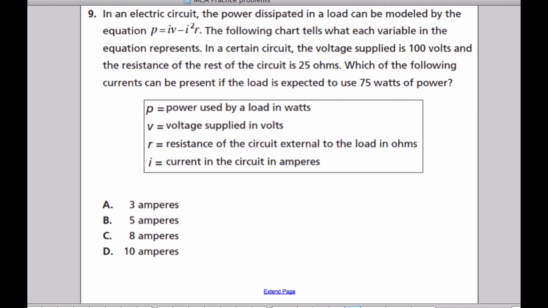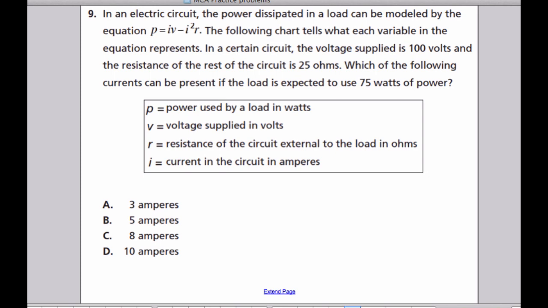Let's look at question number 9. Question number 9 is a little bit more in depth. And what they're doing is they're looking to see, can you fill in the equation, even though it might look ugly, and then see what happens from there. In an electric circuit, the power dissipated in a load can be modeled by the equation P equals IV minus I squared R. The following chart tells what each variable in the equation represents.